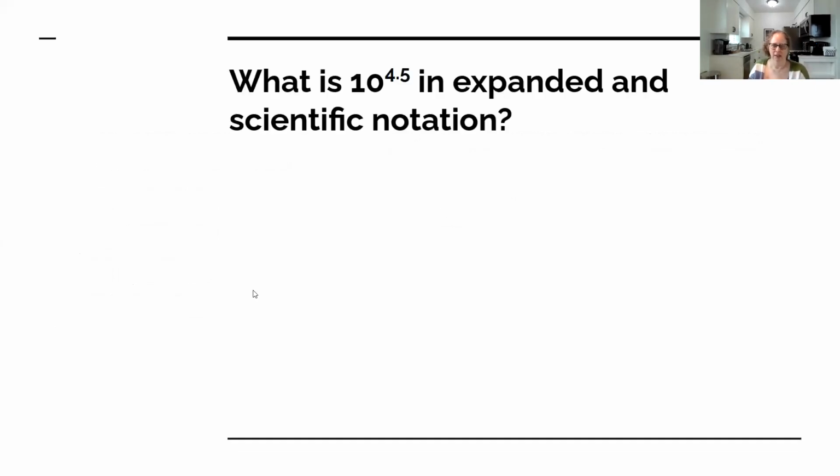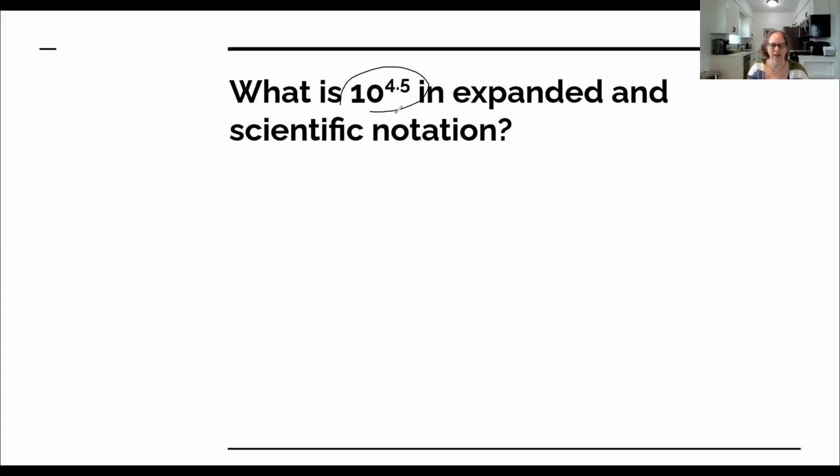Okay, what is 10 to the 4.5 expanded in scientific notation? You cannot leave it like this, so you have to plug it into your calculator. 10, then the AB button, and then 4.5 is how you would do it in Desmos. There's lots of different ways, so make sure you know how to use your particular calculator. You can try it now and see if you get what I get.